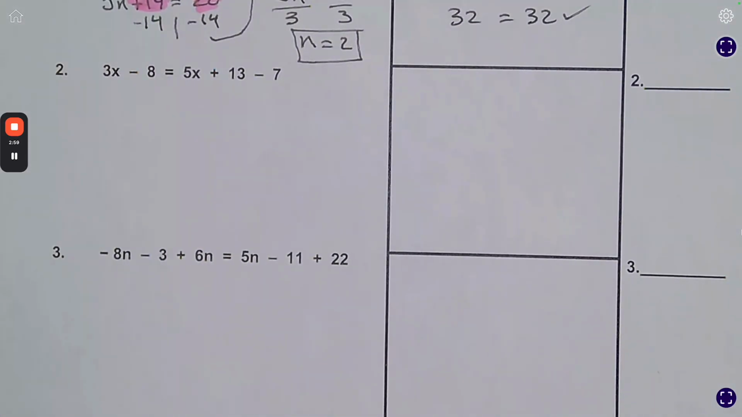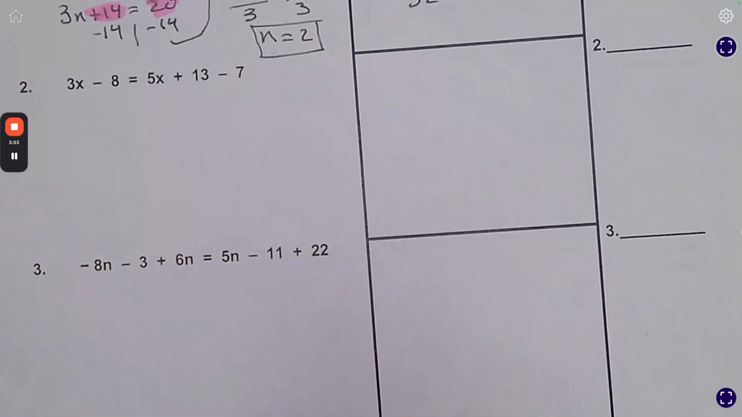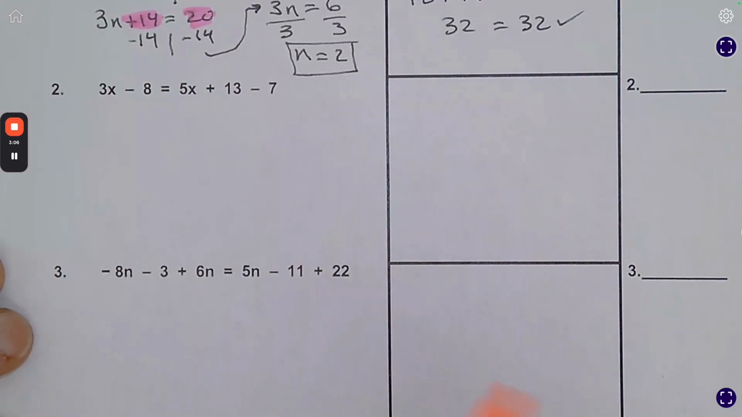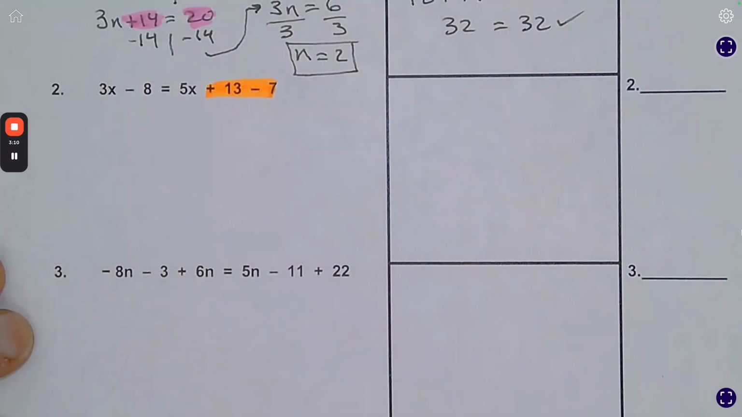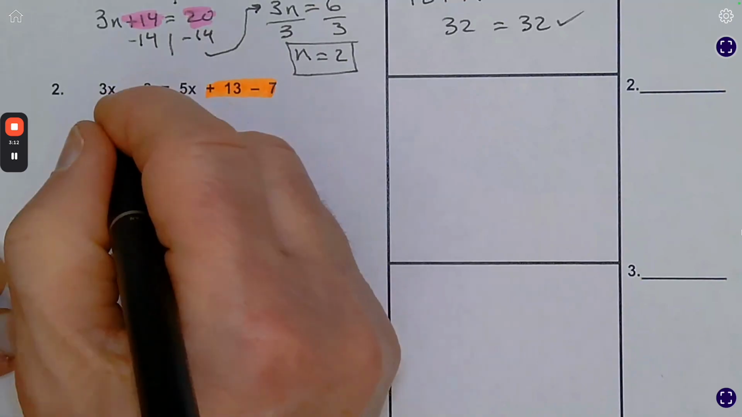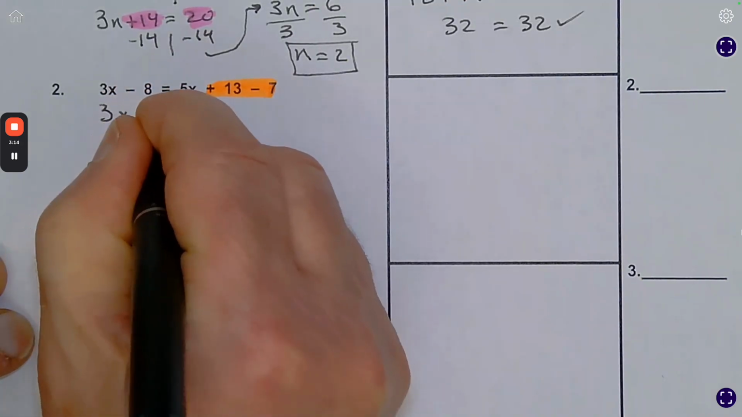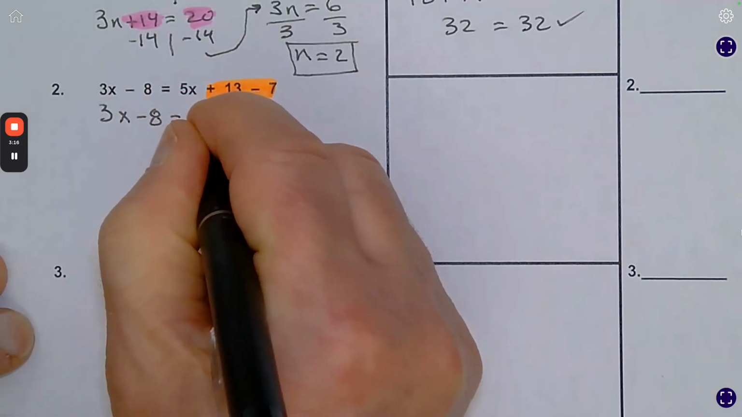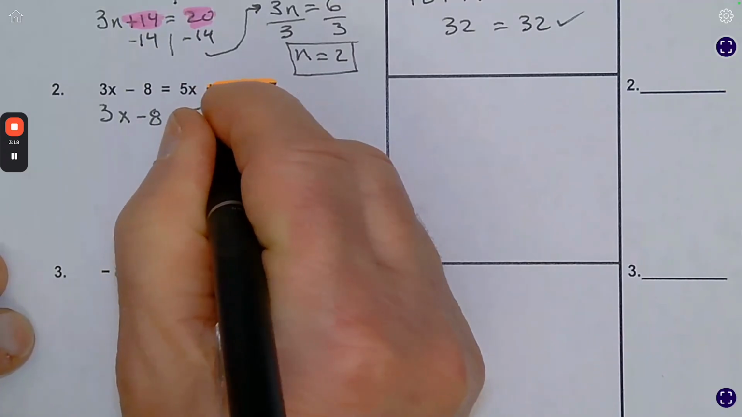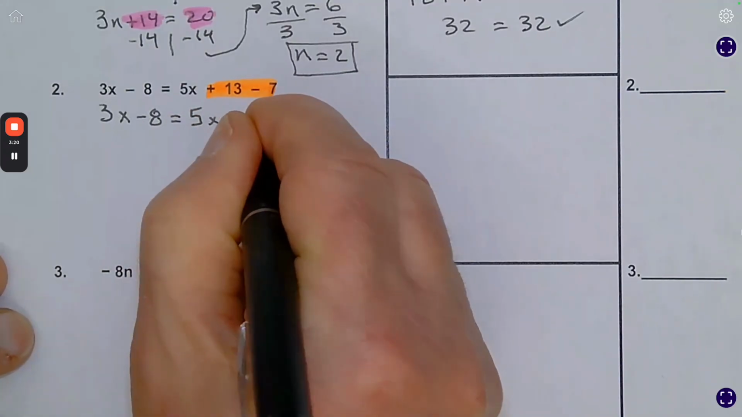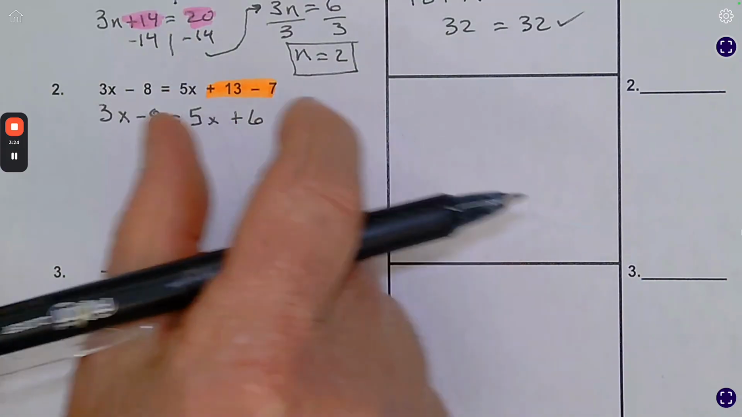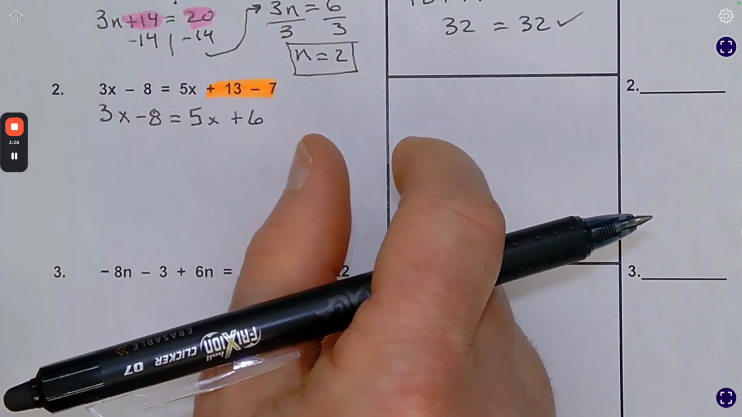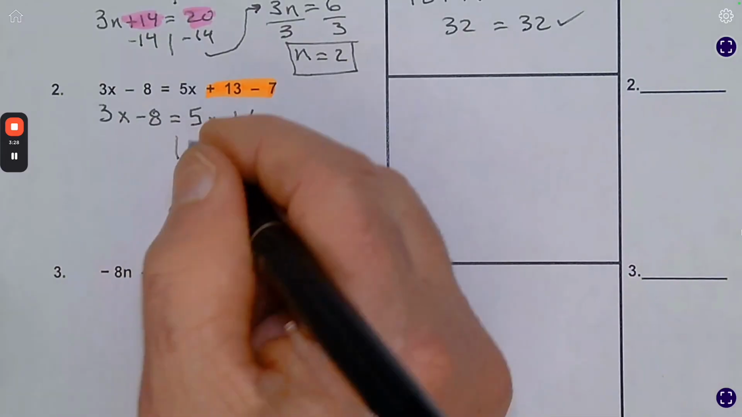Okay, again, we have variables on both sides, but we also have this other thing going on, and that is that we have like terms. So notice those are like terms on the right-hand side. So I'm going to deal with that first. So this is 3x minus 8 equals 5x, positive 13 minus 7 is plus 6. Okay? So always simplify the left and the right side of the equal symbol before you do inverse operations.